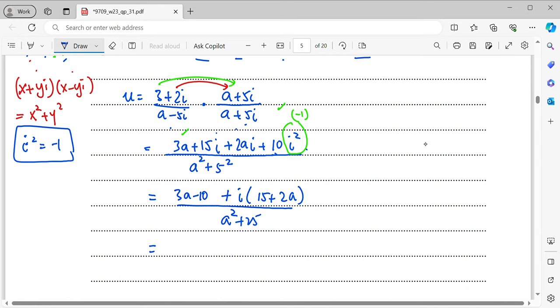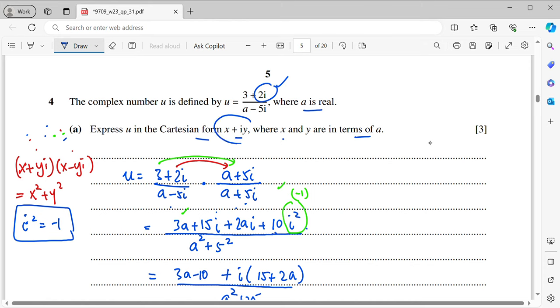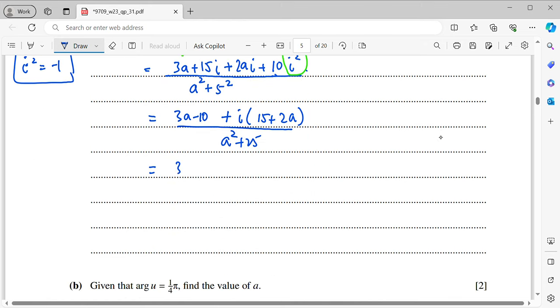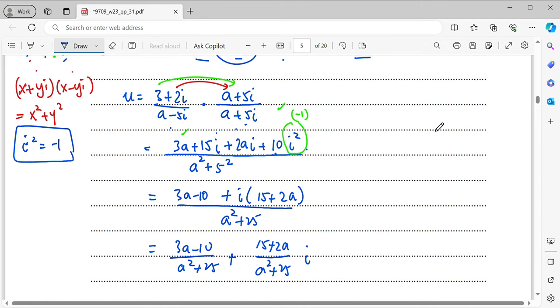We can split it into two parts because we need to leave our answer in x plus iy, real and imaginary part. Therefore, I will be getting 3a minus 10 over a squared plus 25, then plus 15 plus 2a over a squared plus 25 i. So that is our solution.